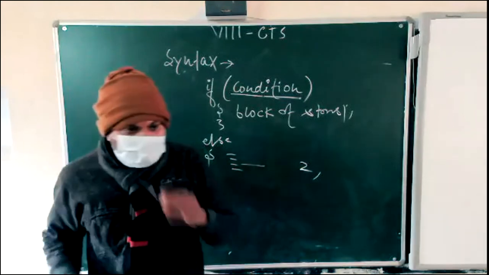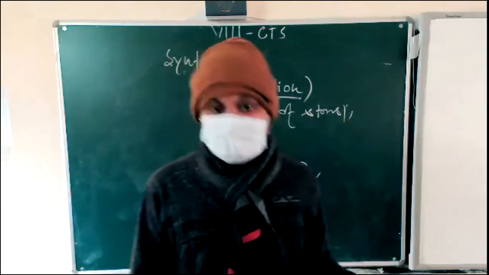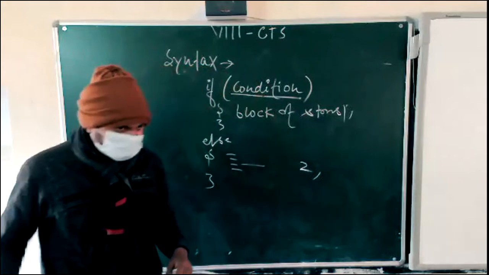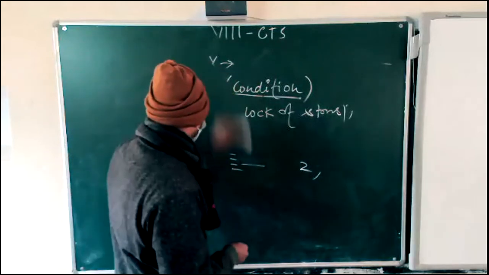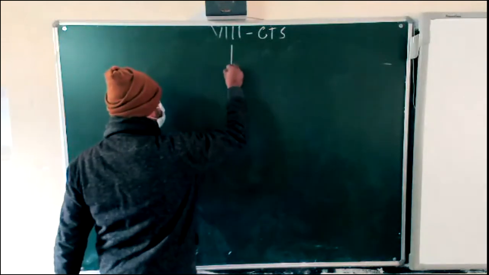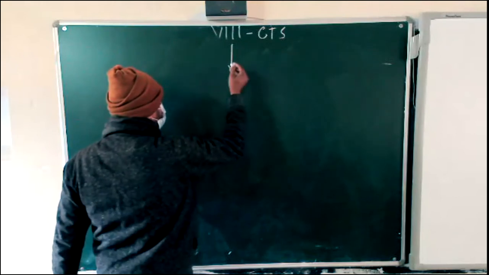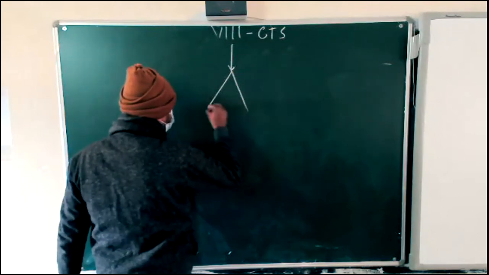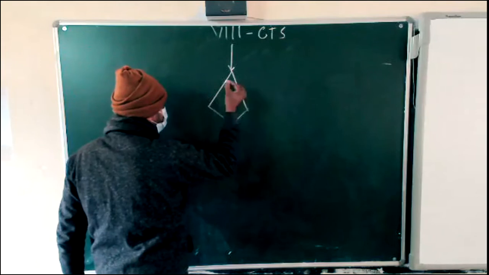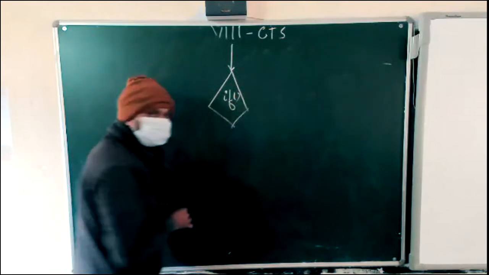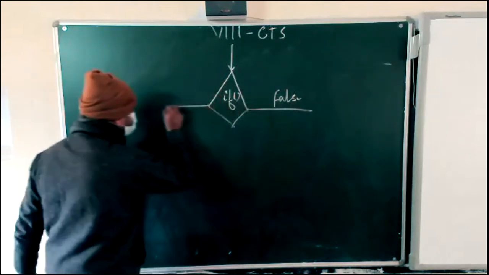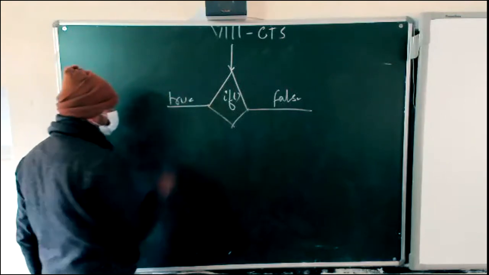Okay, let me tell you the same thing using a flow chart, how the flow of data flows in if and else. So here input comes, then we have the decision box, right? Here we can say the if block. This branch is false, this is true.